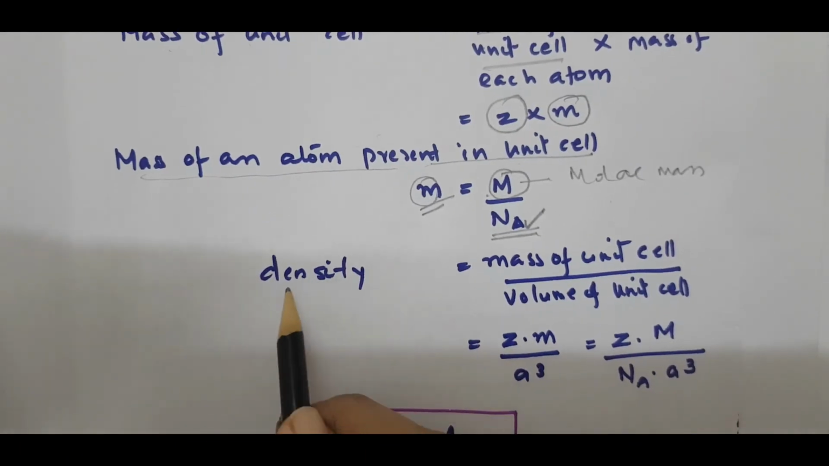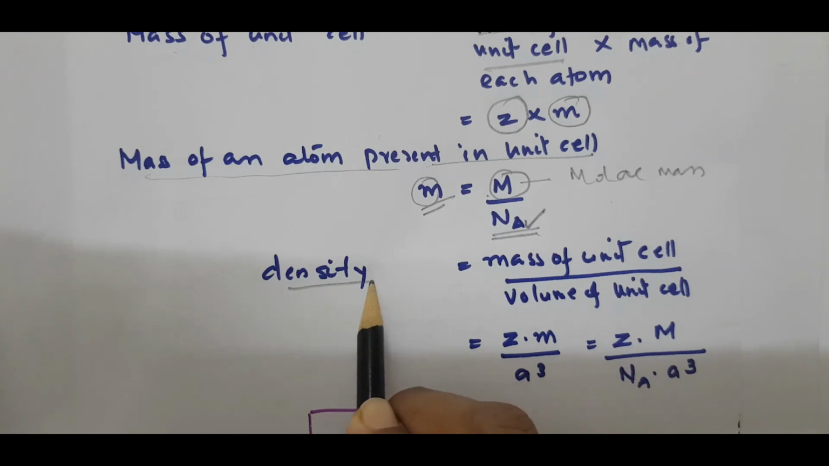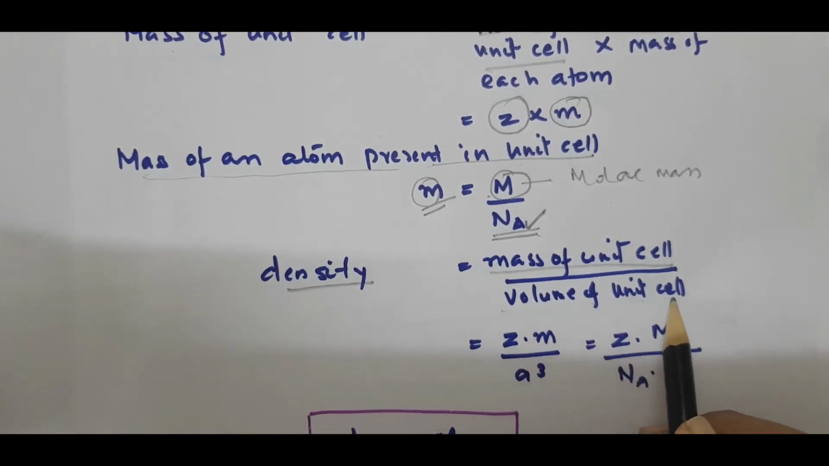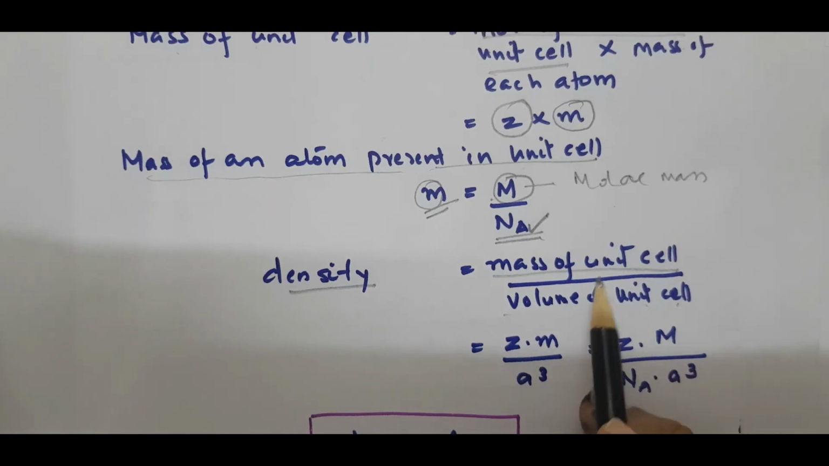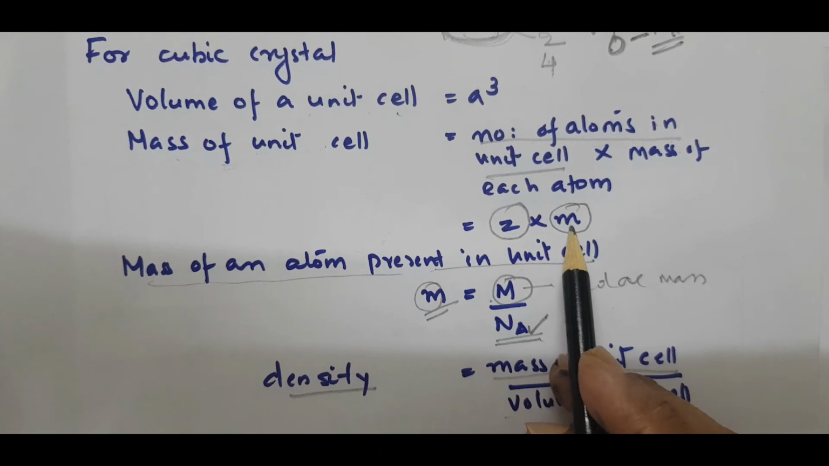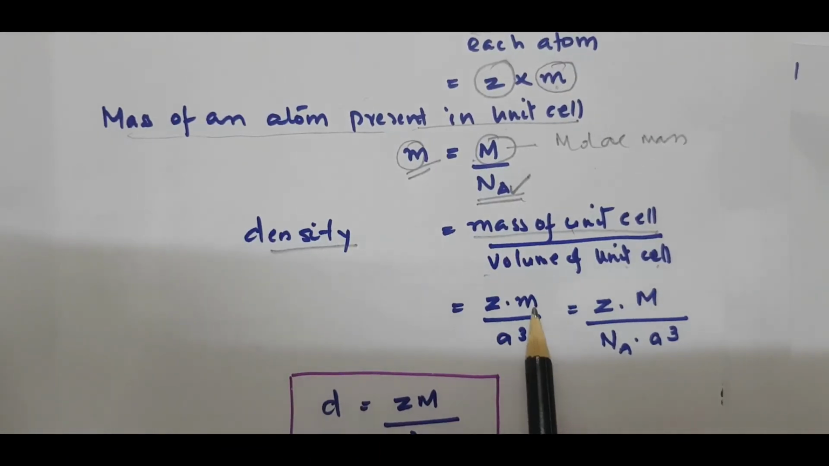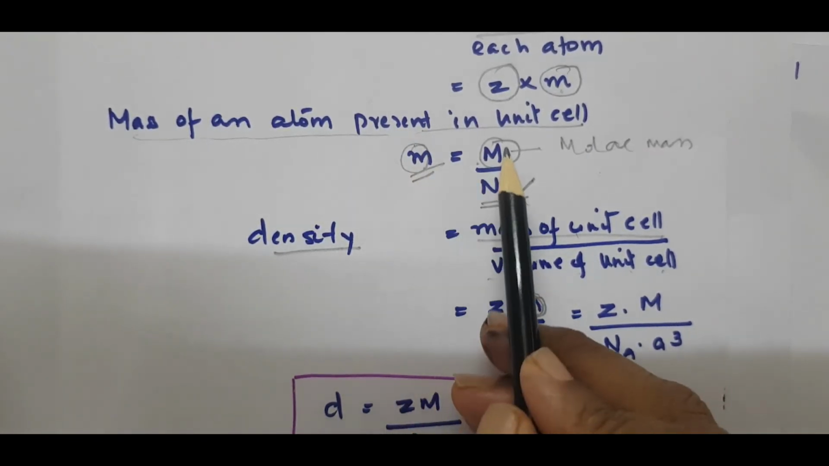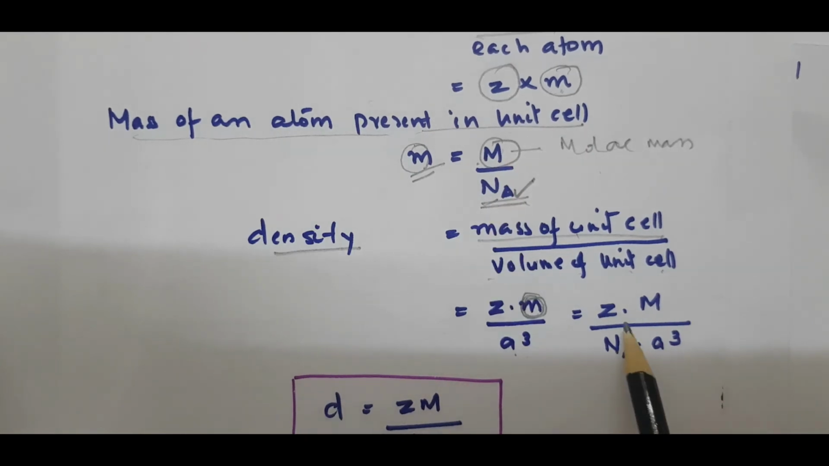Now you can calculate the density of the unit cell. Density is the mass of the unit cell divided by the volume of the unit cell. Now, what is the mass of the unit cell? Z into m. So you can put Z into m by the volume, which is a cube. That you know. Now, what is this small m? Small m is equal to capital M by Na. So putting that, you get Z into M by Na into a cube.